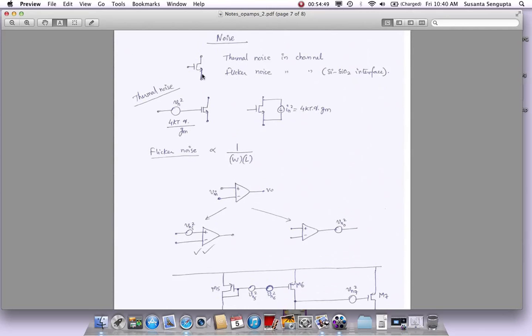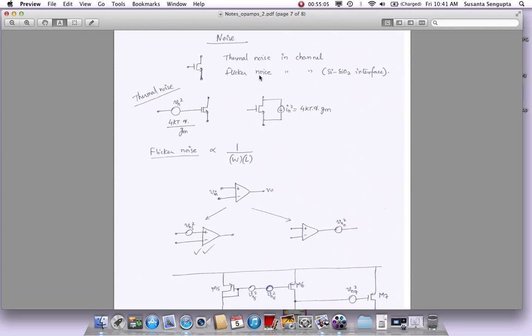What is thermal noise? Thermal noise is the noise in the channel. When a channel is formed, whether it's in active region or saturation region, it acts as a resistor, and as we know, there is always going to be some noise associated with it. Okay, so that is what we call the thermal noise.